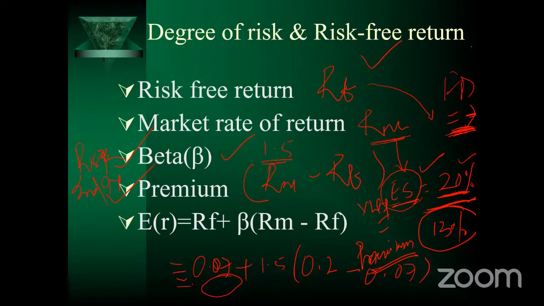Be quick. 0.07 plus 1.5 into 0.2 minus 0.07. So 1.5 into 0.13, plus 0.07. How much are you getting? Tell me the answer. 0.265. Is it so? Yes, sir.